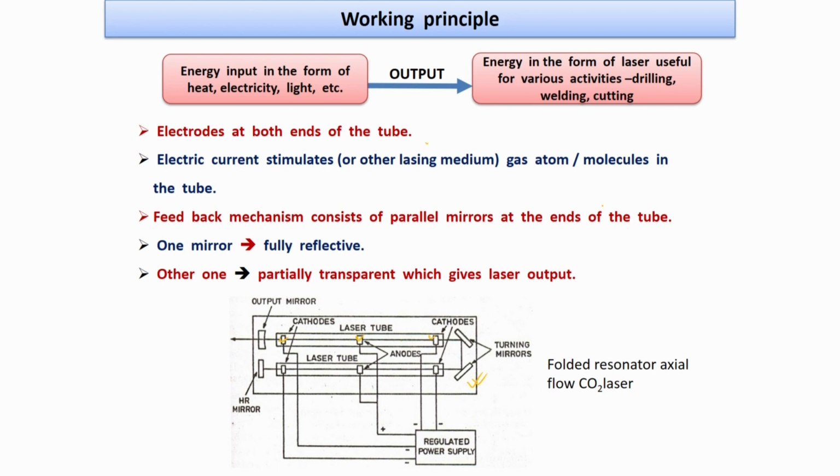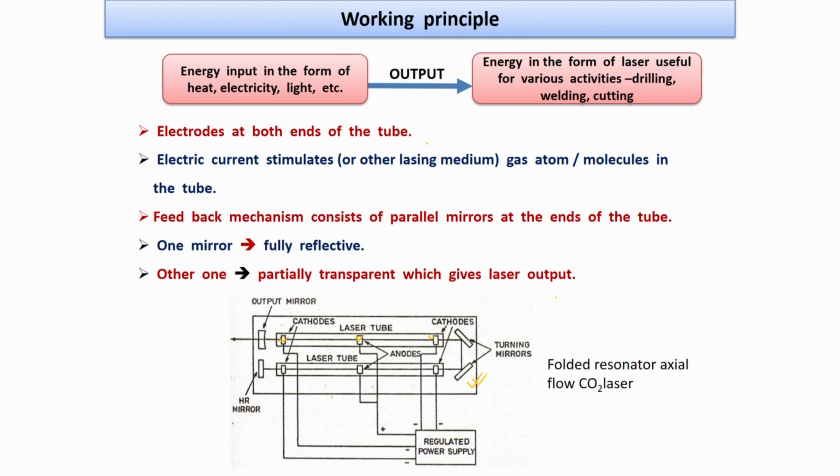So the feedback mechanism consists of parallel mirrors at the end of the tube. One mirror is fully reflective and another mirror is partially transparent, which gives the laser output. Here you can see this output mirror, which is partially transparent. Through this partially transparent mirror, the lasing photons come outside as a laser.